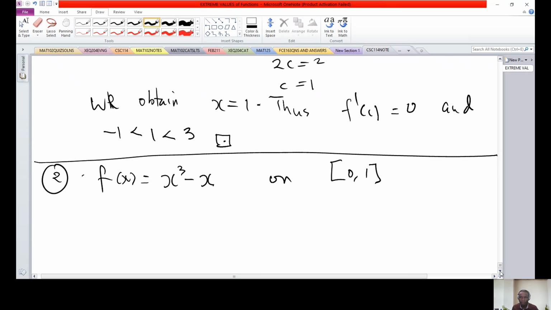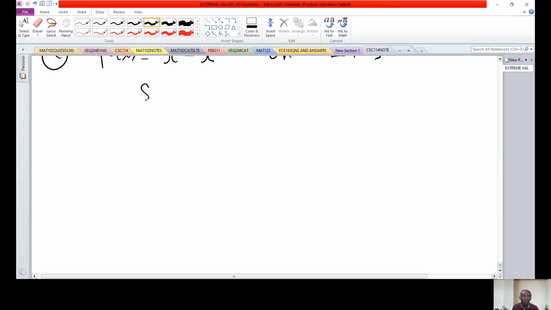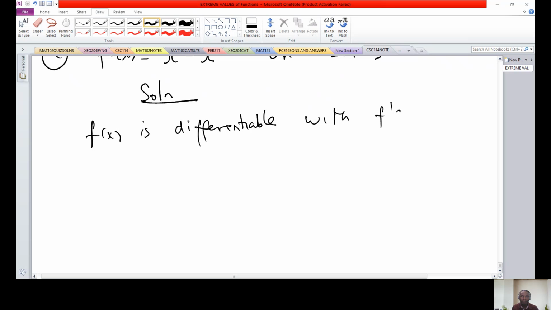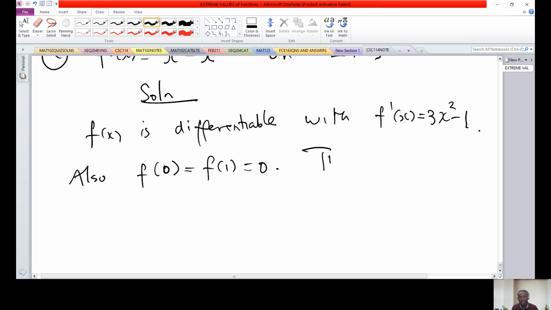Example 2, f of x is given by x cubed minus x on 0 to 1. So solution, f of x is differentiable with f prime of x given by 3x squared minus 1. Also, f of 0 is the same as f of 1, the same as 0. So thus, Rolle's theorem applies.